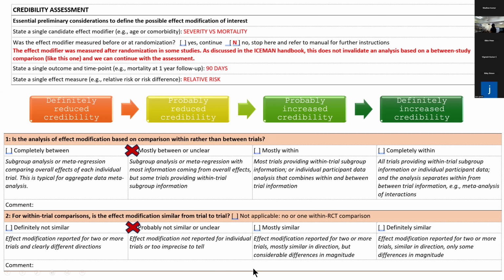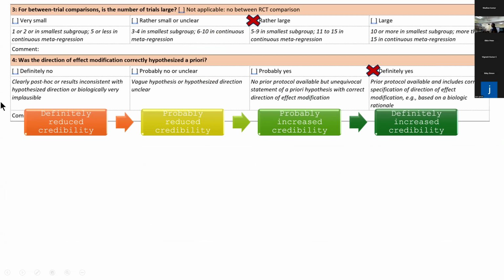They have also mentioned that if an RCT itself gave a subgroup analysis, they have considered that. Over here, I marked it as unclear because they have done mostly between study trials. The next is, for within trial comparisons, is the effect modification similar from trial to trial? Because they have not provided the data for the within trial comparisons, I have put it as unclear. So I have given probable reduced credibility for these two questions.